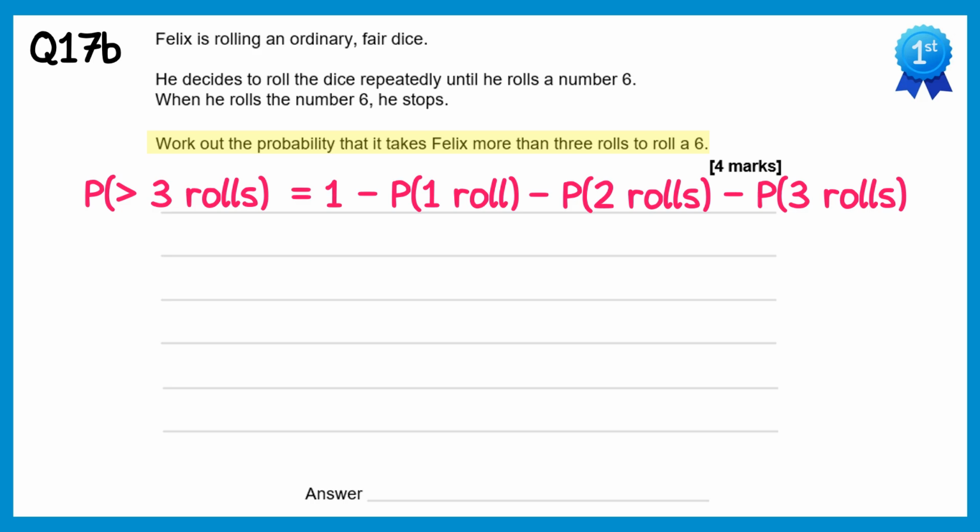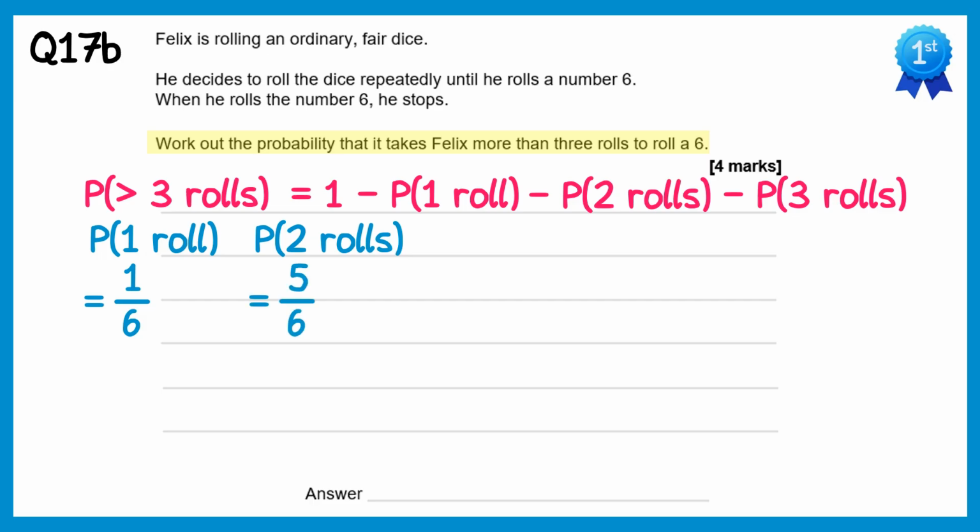So let's start with one roll. What's the probability he only rolls it once? Well, he needs to be successful straight away, so that's 1 out of 6. What's the probability he takes 2 rolls? Well, he needs to get it wrong on the first roll, so he needs to fail, which is 5 out of 6, and then he needs to get it right on the second roll, which is 1 out of 6. So times in 5 over 6 and 1 over 6 is 5 over 36.